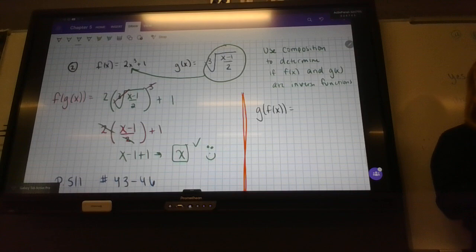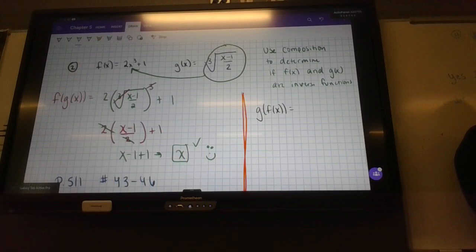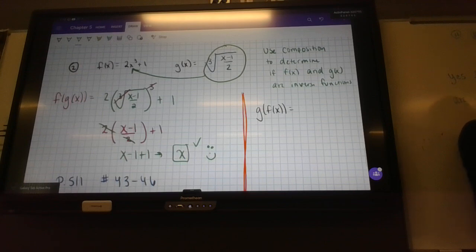Is it just these questions, or is it always going to be x? No, there are some no's. I can do a no. But it's inverse if it ends up being x. Like not a number, it's always going to be just x. Yeah.